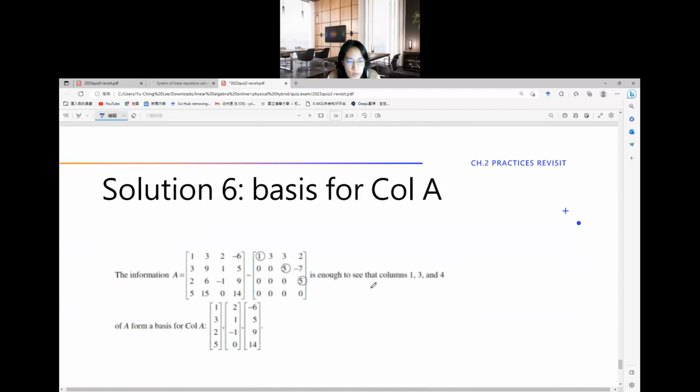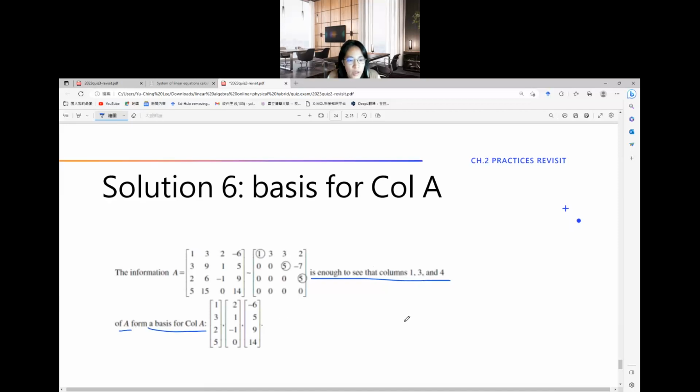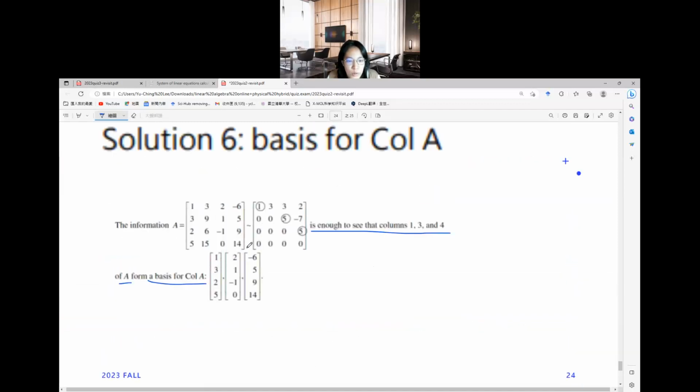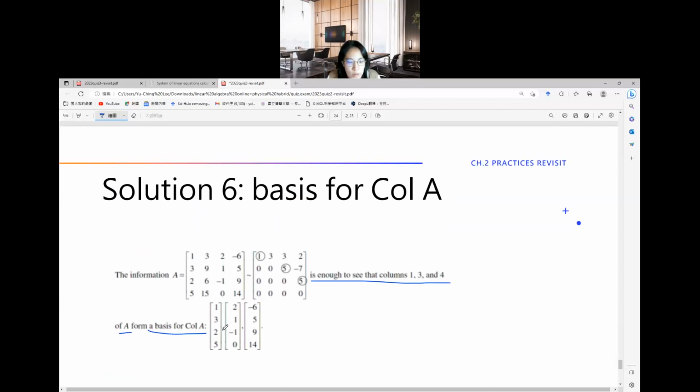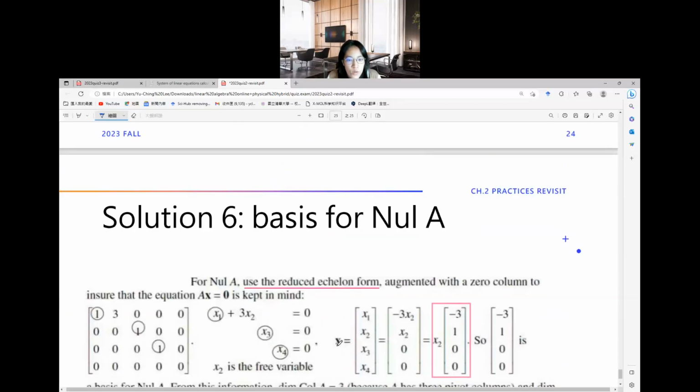Alright, so back to our question right now, question 6. The basis for column space of A. Since the echelon form was given, it's enough to see that columns 1, 3, and 4 of the original matrix A form a basis for the column space of A. And the dimension of the column space of A, by counting the number of vectors in the basis, is 1, 2, 3.